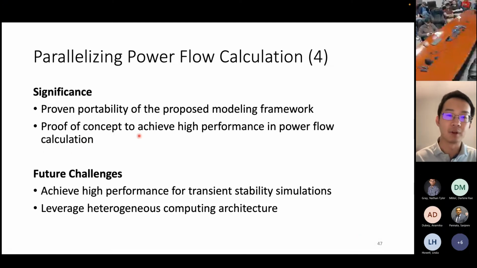And this is the proof of concept to achieve high performance in PowerFlow. The next step is to achieve high performance for transient stability simulations, which is by nature a lot more complex. In the future, we also want to leverage heterogeneous computing architecture. That is, we want to utilize GPUs at the same time when leveraging the CPUs.